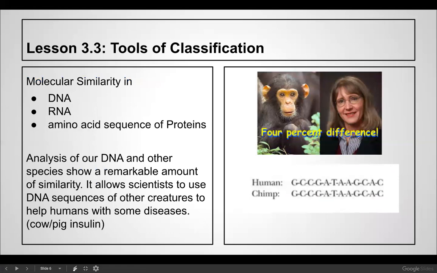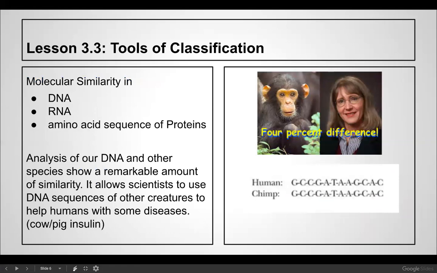Another tool is molecular similarity in the DNA, RNA, amino acid sequence. What do I mean by that? Look at the picture. All right, a particular sequence for a particular gene, from a particular gene for a particular protein, has the DNA sequence for a human and the chimp, and you look at those sequences, they are identical.